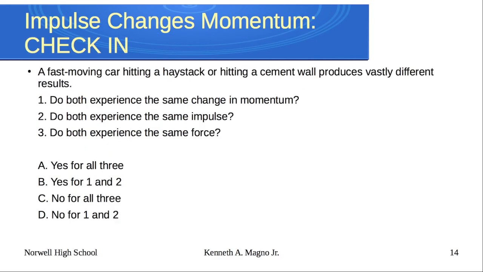So another quick check-in here. A fast-moving car hits a haystack or hits a cement wall, and they're going to produce vastly different results. Do they both experience the same change in momentum? Do they both experience the same impulse? Do they both experience the same force? Are all three of those statements correct? Are only 1 and 2 correct? Are none of them correct? Or are 1 and 2 not correct?